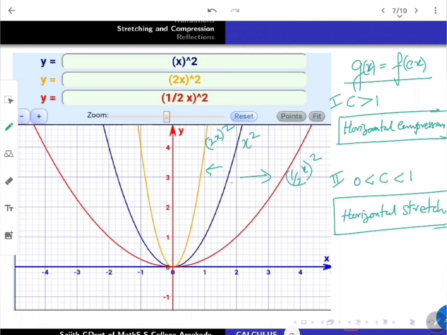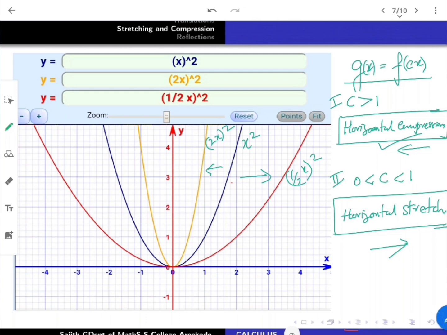So whenever g of x equals f of cx, if c is greater than 1, then we can expect a horizontal compression. So it will just be compressed horizontally. If c is in between 0 and 1, we will get a horizontal stretching effect. These are the natural things you can expect by scaling.